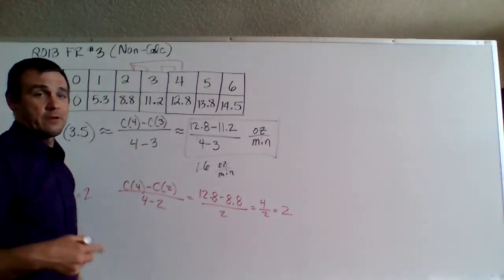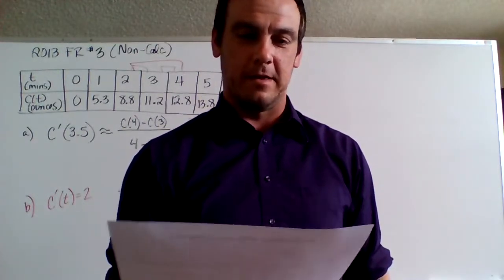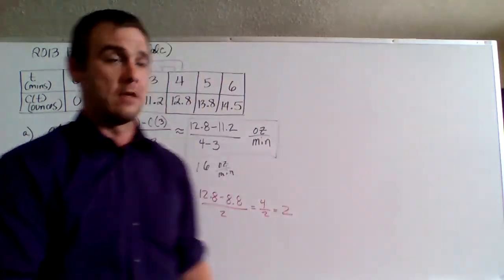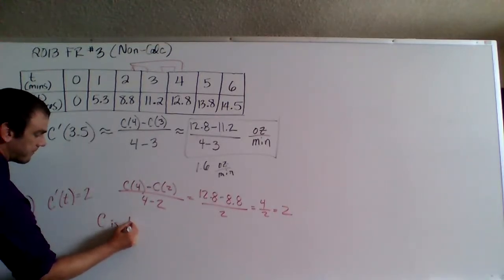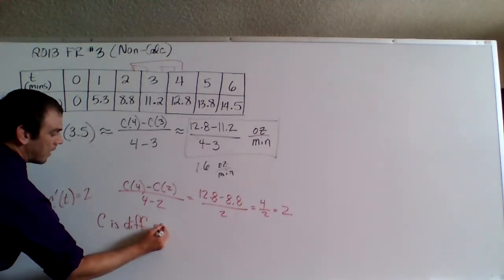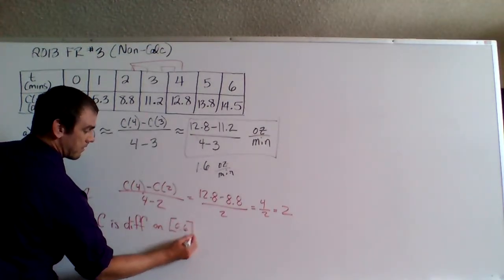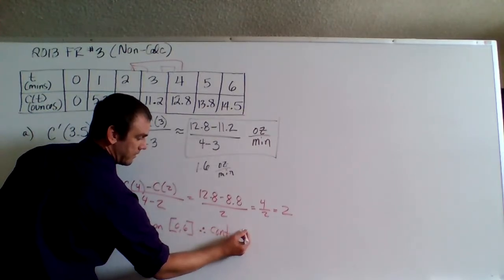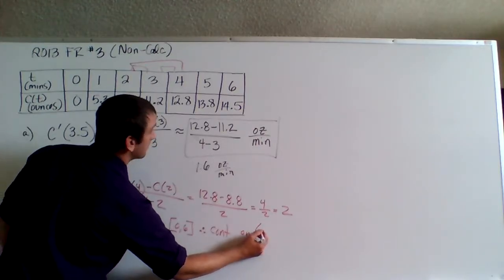If you look back up into those directions, it says c is given by a differentiable function. So we want to say c is differentiable on our closed interval 0 to 6, therefore continuous on the open interval 2 to 6.